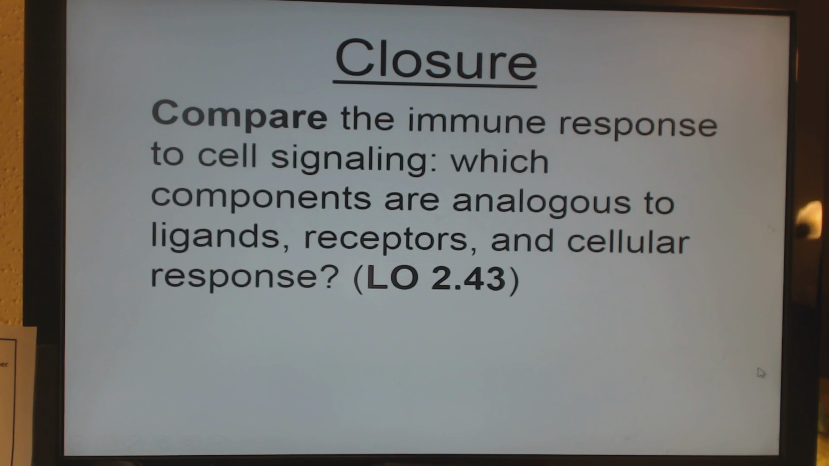And for the closure, compare the immune response to cell signaling. So we talked about cell signaling on Monday and Tuesday. Which components are analogous? That means an analogy. So what part of the immune system is a ligand? What part of the immune system is a receptor? And what part of the immune system is a cellular response in response to the activated receptor? Think about that and email me or remind me any questions.